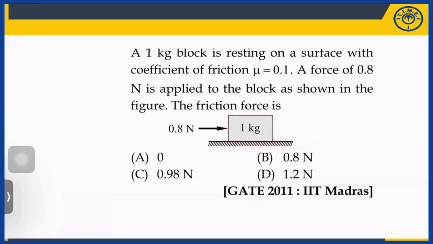Very simple question. A 1 kg block is resting on this surface with a coefficient of friction of 0.1. A force of 0.8 Newton is applied to this particular block, and you have to calculate the friction force. What is the friction force? Mu into normal reaction. Yes or no?